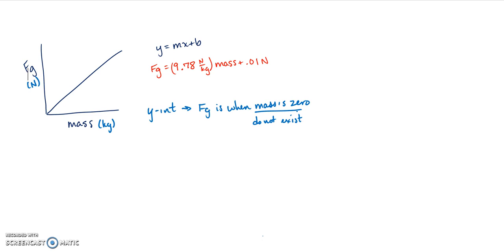So, force of gravity acting on a mass of 0 is force of gravity acting on an inanimate object. And so that means that we should get a value of 0. So this should equal 0. And if we look up here, we get 0.01 newtons. So that makes sense. Our data is confirmed by our logical analysis. So because it should always be 0, we're just going to drop this from our equation. So now we're down to force of gravity equals 9.78 newtons per kilogram times mass.